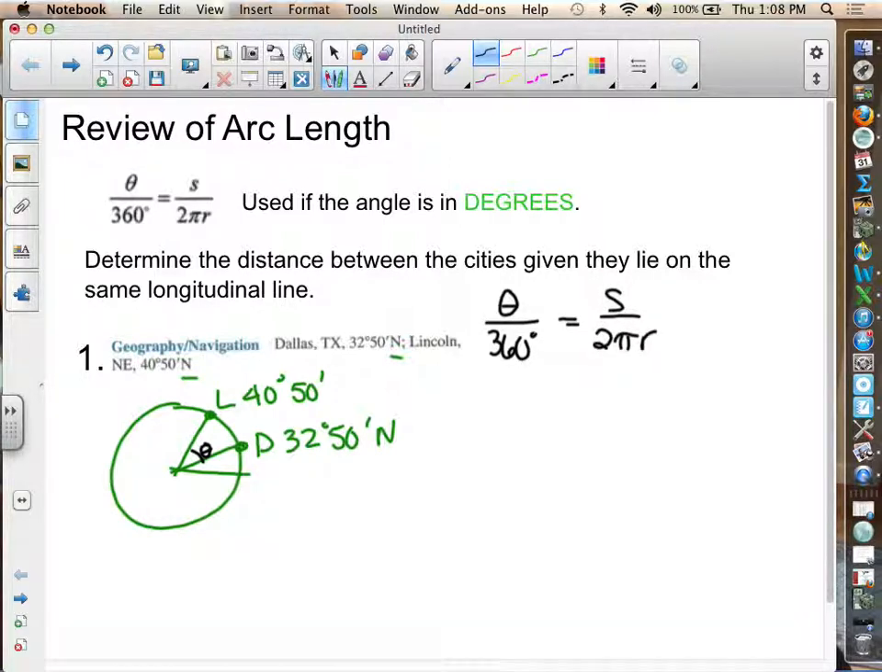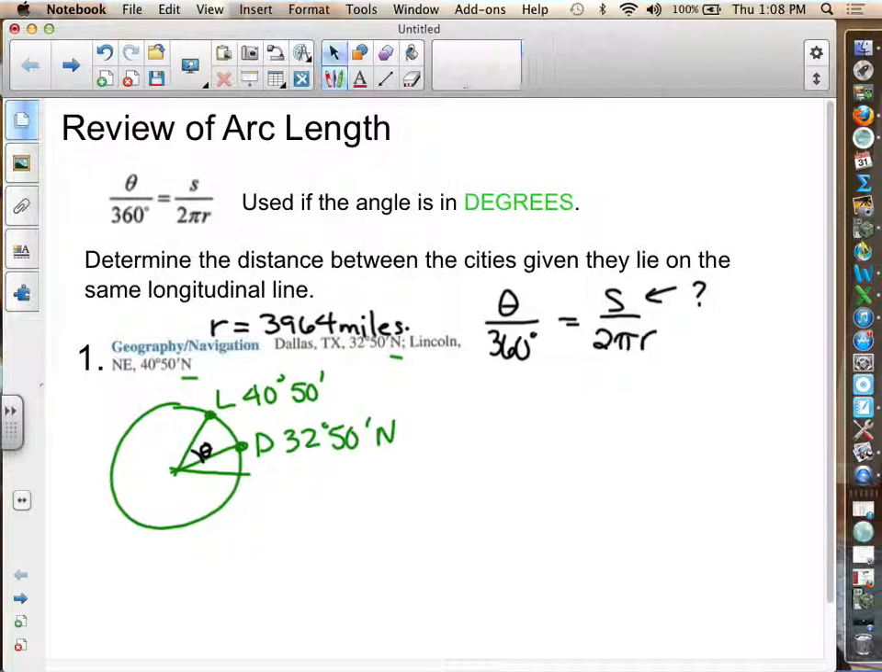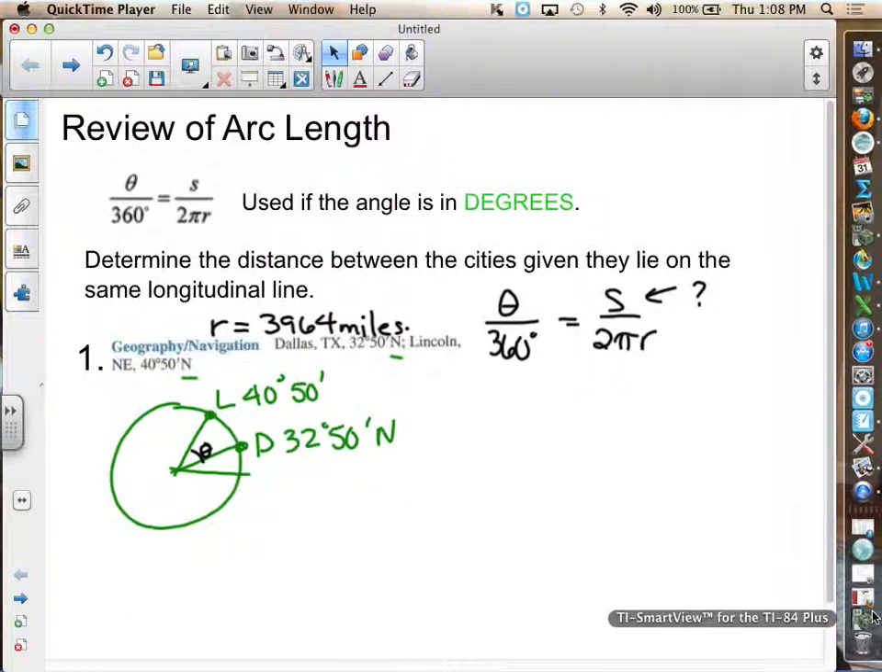The question is, they want to know what's the distance between the two cities, so we're looking for S. They didn't give this to us in this problem, but I would give it to you on your test: the radius of the Earth. We'll use 3,964 miles. So I know the arc length formula, but I still need to come up with this theta. So if I go to my calculator, I can find the angle between these two cities.